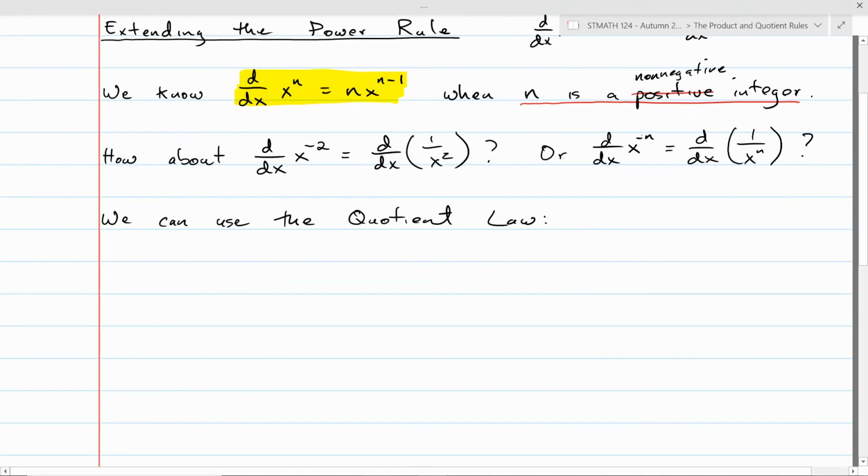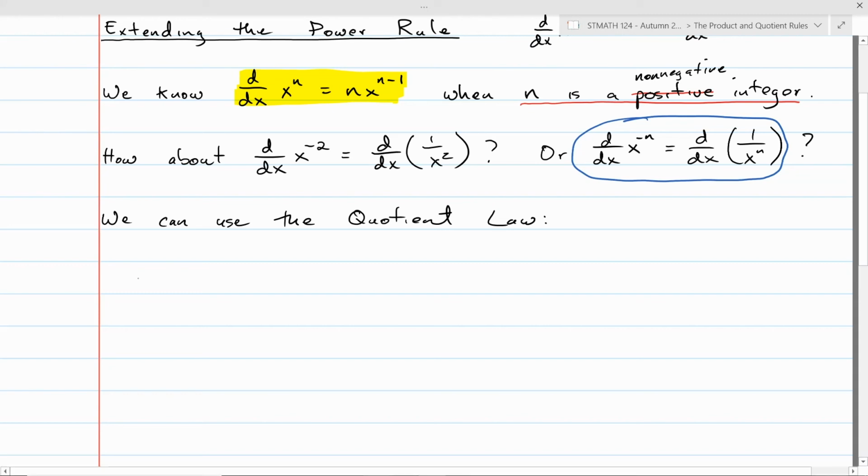So I want to be able to do something like this. I want to know what's the derivative with respect to x of x to the negative n. So I want to be able to do things like the derivative of x to the negative 4 or negative 10 or whatever. And here we'll understand that n itself is a positive integer, but I'm putting a negative in front of it so that it becomes a negative integer in the exponent.